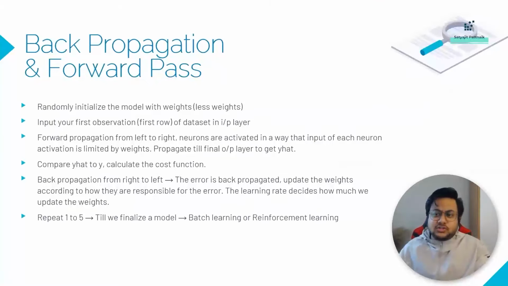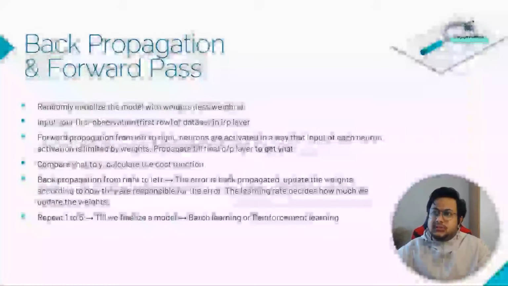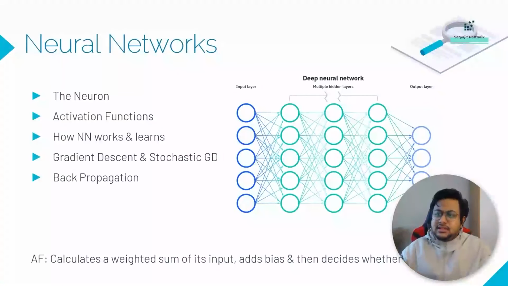So learning rate is also another concept, and we repeat this step till we finalize a model, batch learning or reinforcement learning. That's all about backpropagation and forward pass. These are some basic concepts: the neuron, which we already covered, activation functions, how a neural network works and learns, gradient descent and stochastic gradient descent, and backpropagation. If you don't know what exactly gradient descent is, in the next video I shall be talking about gradient descent and stochastic gradient descent in depth, and then we'll quickly jump into the CNN part, which is the best part.